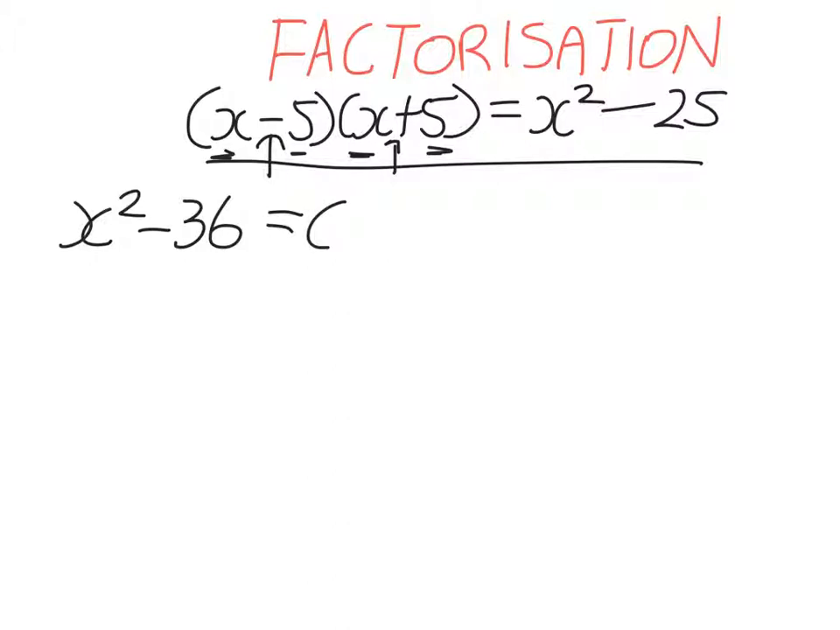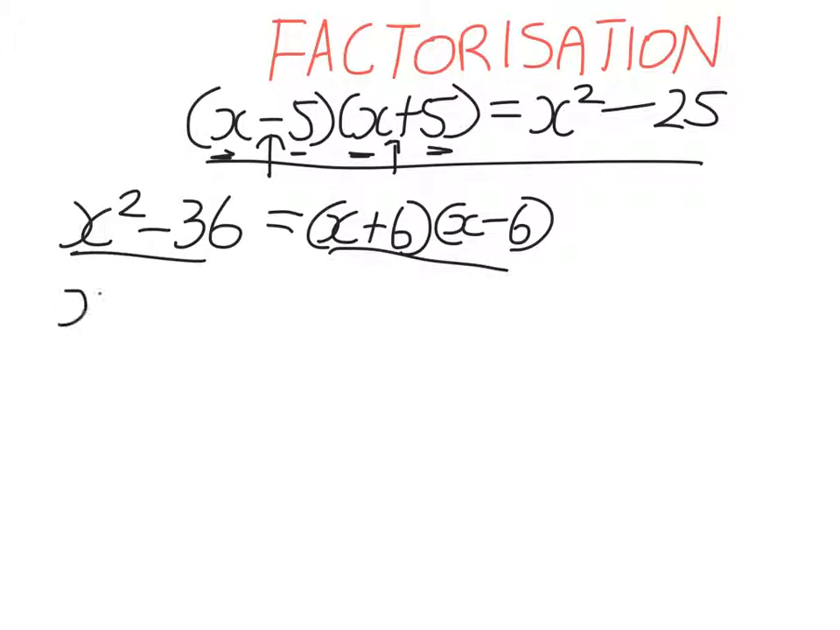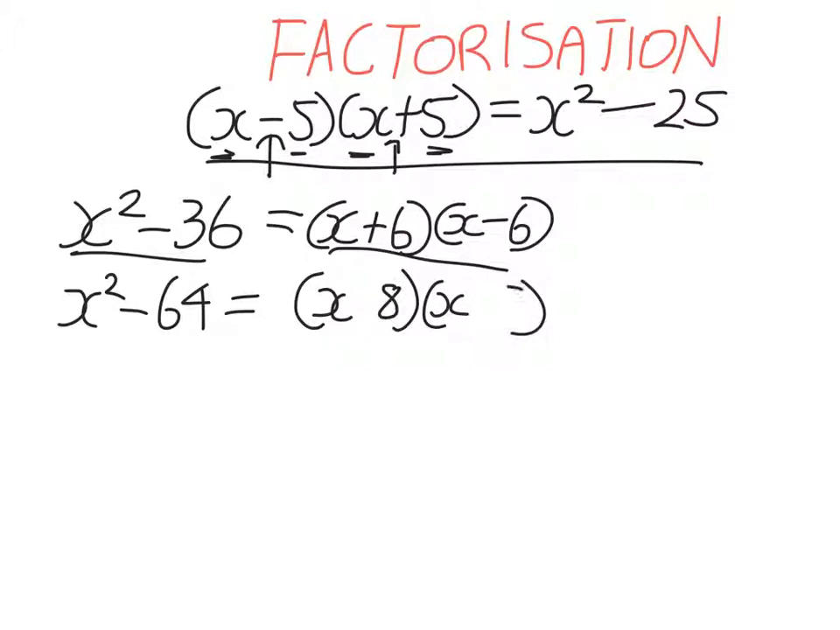So I know it's going to have two brackets, and it's going to be x in both brackets, because the square root of x squared is x. The square root of 36 is 6, so I put a 6 in both brackets, and one has a plus, one has a minus. If I expand this, I'll get that. If I have something like x squared minus 64, so I put x in both brackets, square root of 64 is 8, so that goes in both brackets. One is a plus, one is a minus. It doesn't matter which one's the plus and which one's a minus.